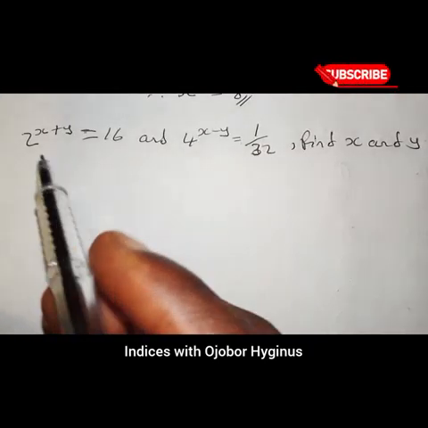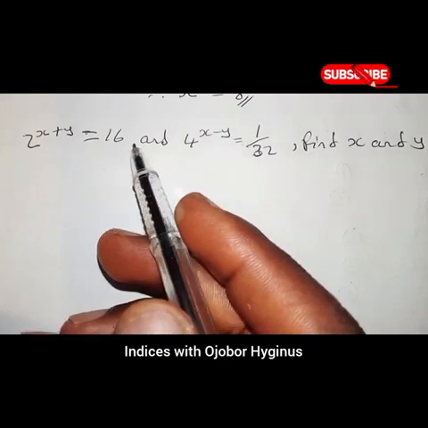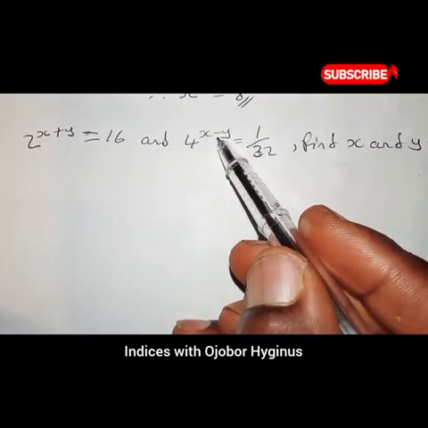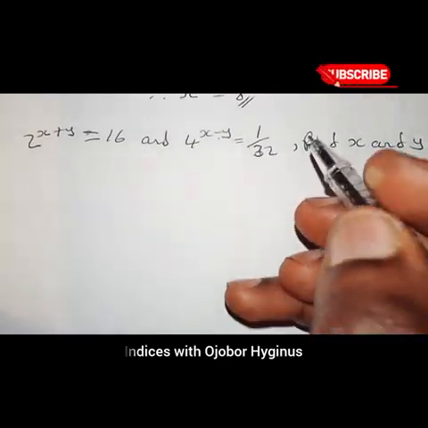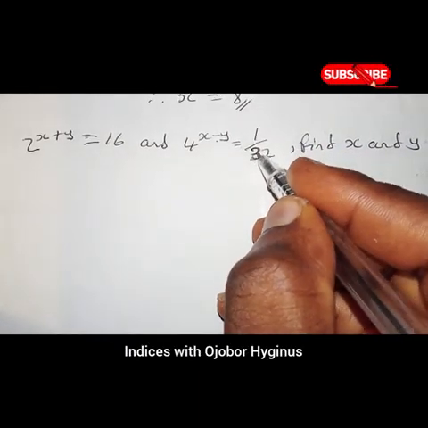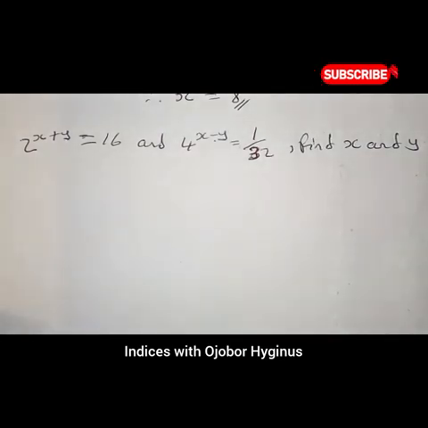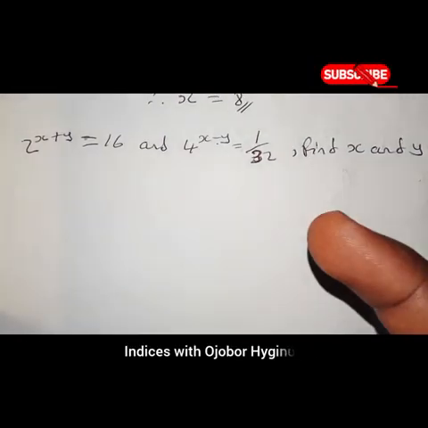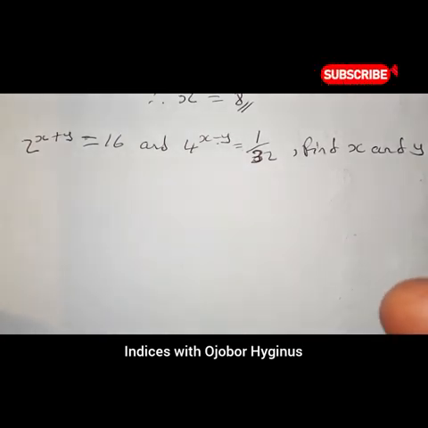Looking at this other question, 2 raised to the power x plus y equals 16 and 4 raised to the power x minus y equals 1 over 32. Find the value of x and y. And this one is still almost the same as the one we solved previously, but this contains two equations that we are going to solve simultaneously.